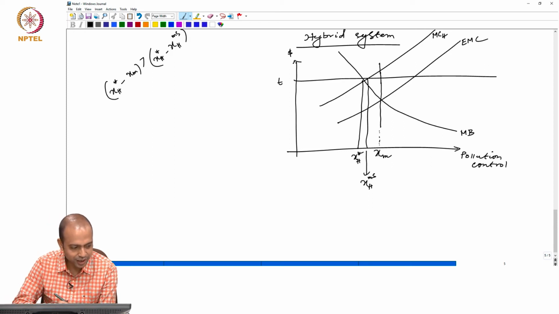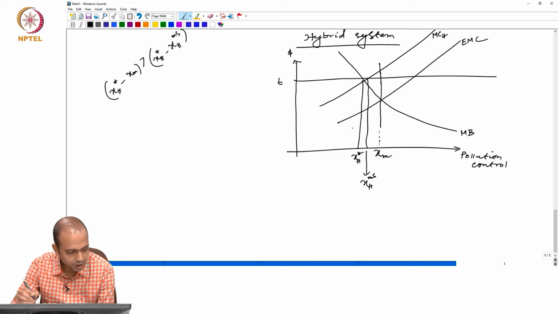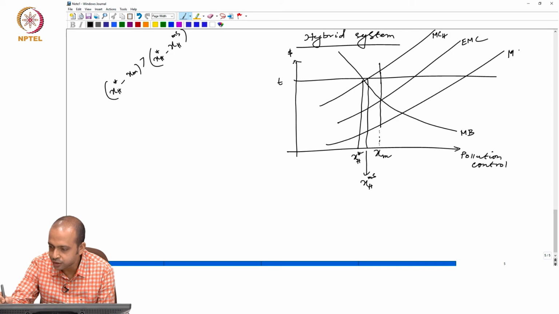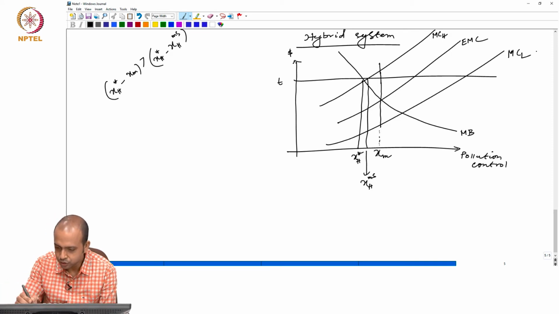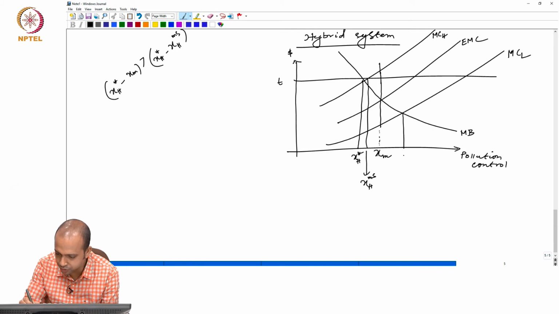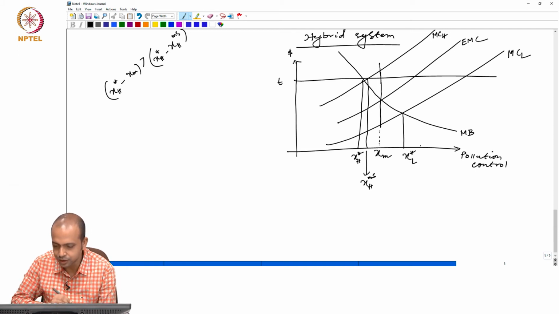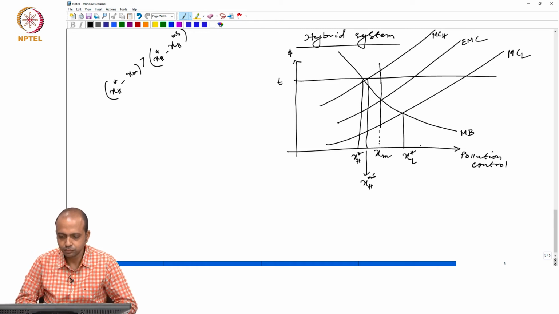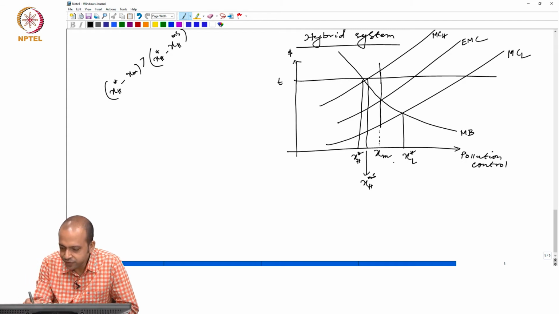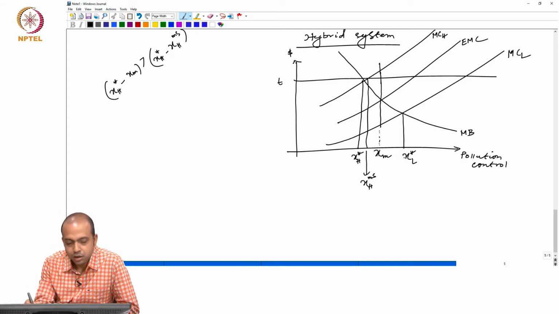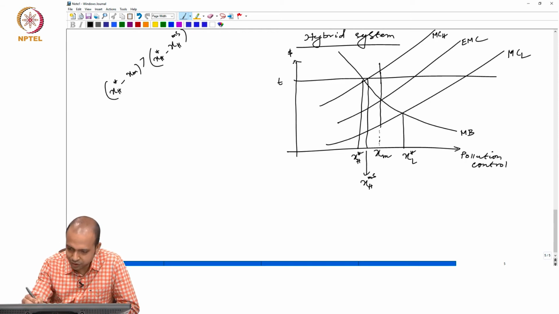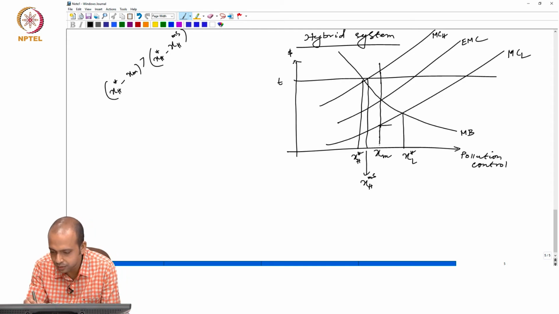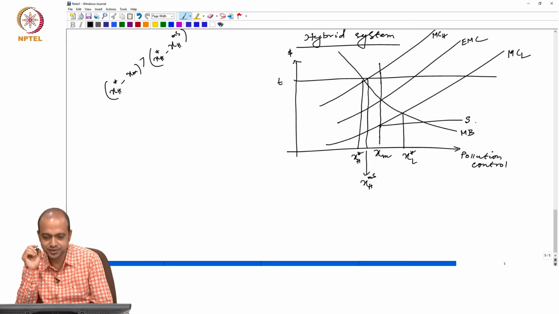Similarly, let us now assume that your MC is actually lower than what you expected. So, this is again the optimality, which is, let us say, XL star, okay? All right. So, there is a difference between XL and XM. To solve this divergence, what the policymakers are doing, they are actually giving a subsidy here. Let us say that this is subsidy S.